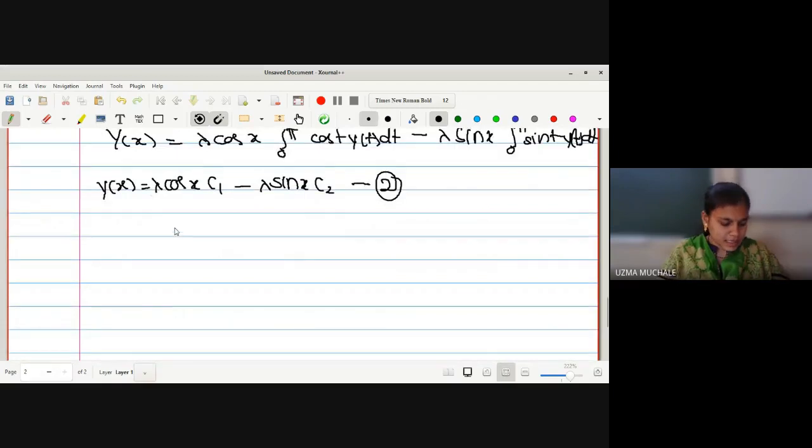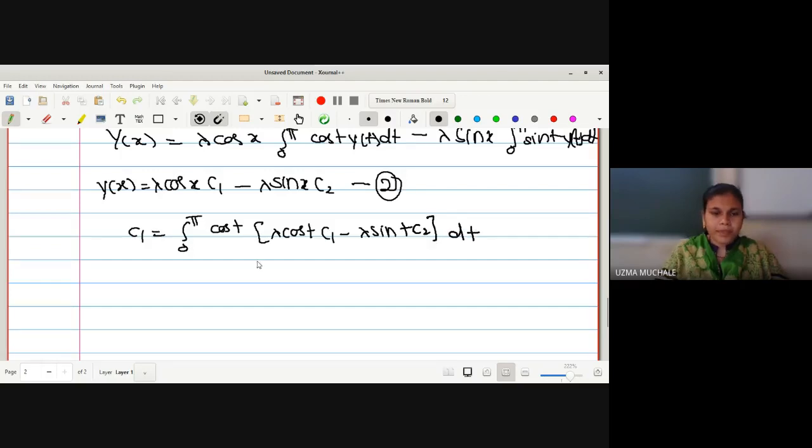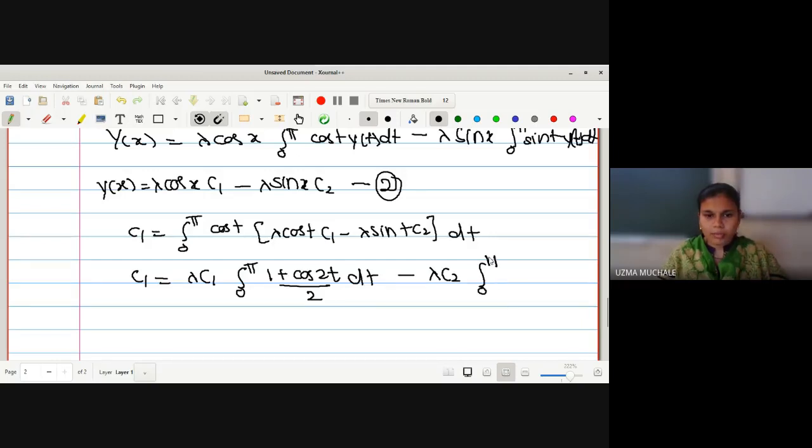So now what is the next step? We have to find out the values of c1 by using y of t. Integration 0 to pi cos t y of t is nothing but lambda cos of t c1 minus lambda sin t c2 dt. The value of C1 we can evaluate by taking lambda C1 outside, integration 0 to pi. This cos square t I can write as 1 plus cos of 2t divided by 2, so that we can find out the value of the integration. Minus lambda C2 integration 0 to pi cos t into sin t, that will be sine of 2t dt.